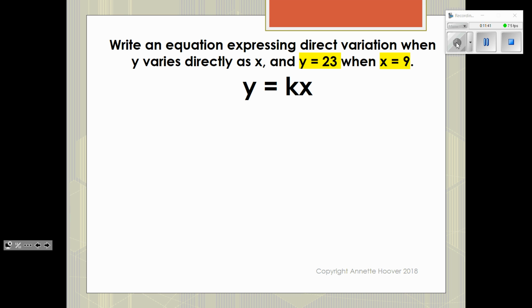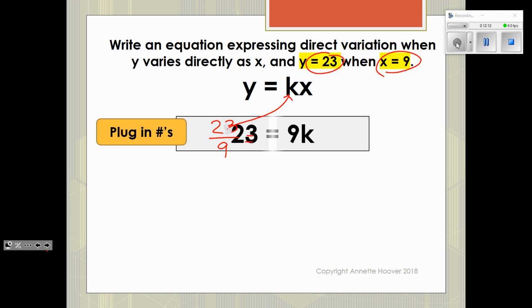Okay, here we have the same directions. Write an equation expressing direct variation when y varies directly as x. So here's the y, you put it on top. Here's the x, you put it on the bottom. When this one cannot be simplified, you don't want it as a mixed number. It has to be a simplified improper fraction, but not a mixed number. This one's already simplified, so simply put this in place of k right here, and we write our equation as y equals 23/9 x.